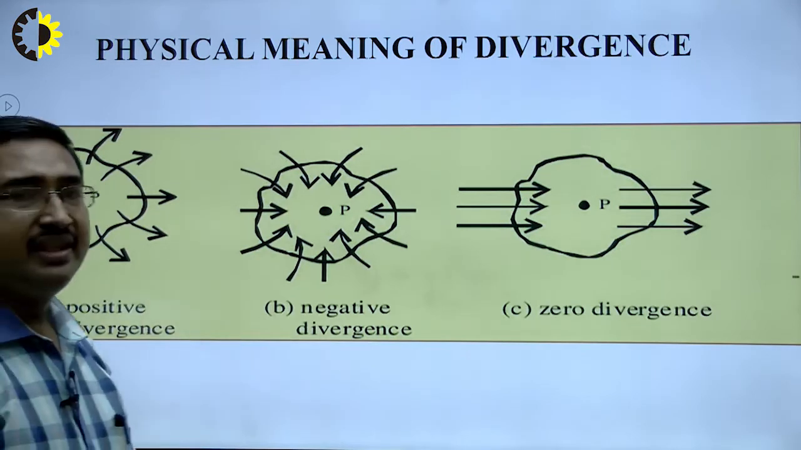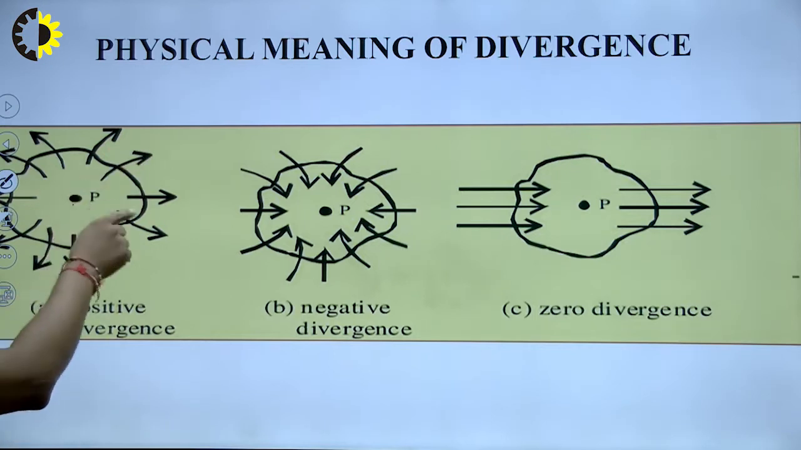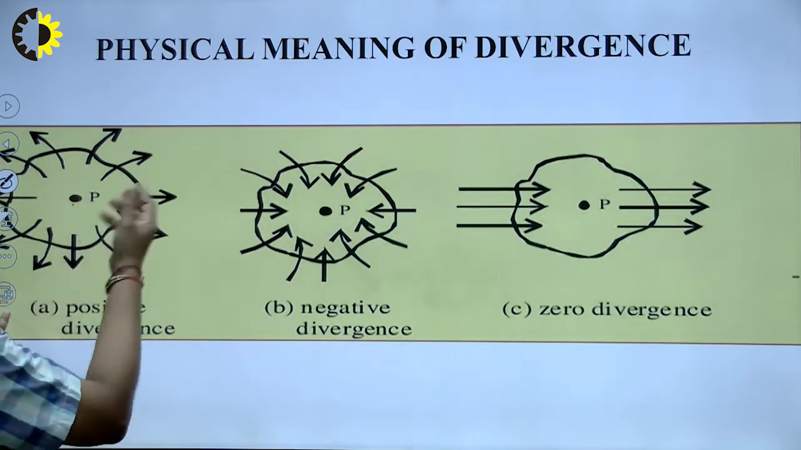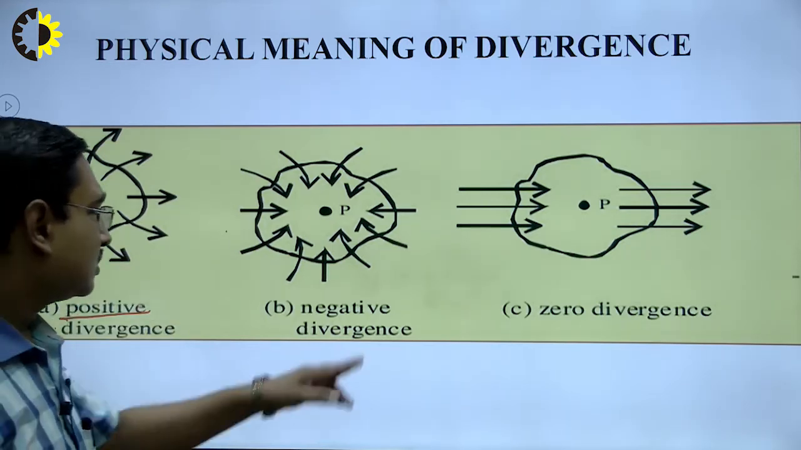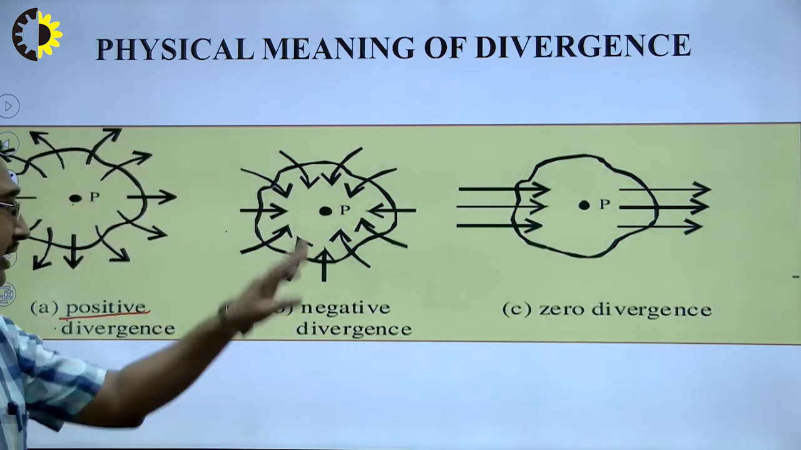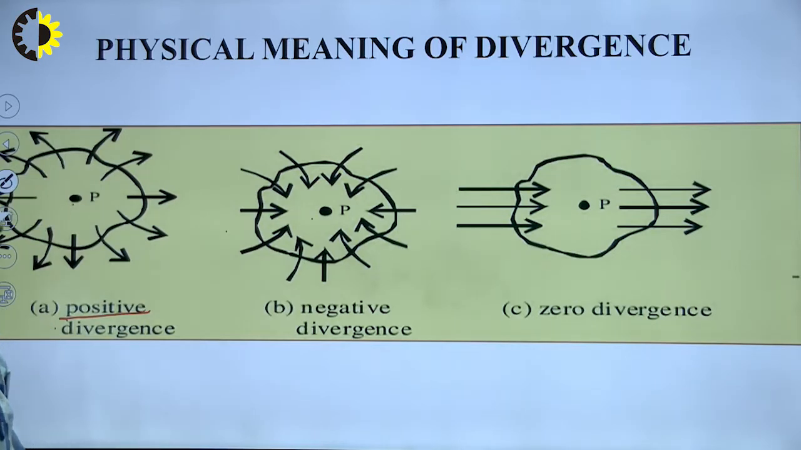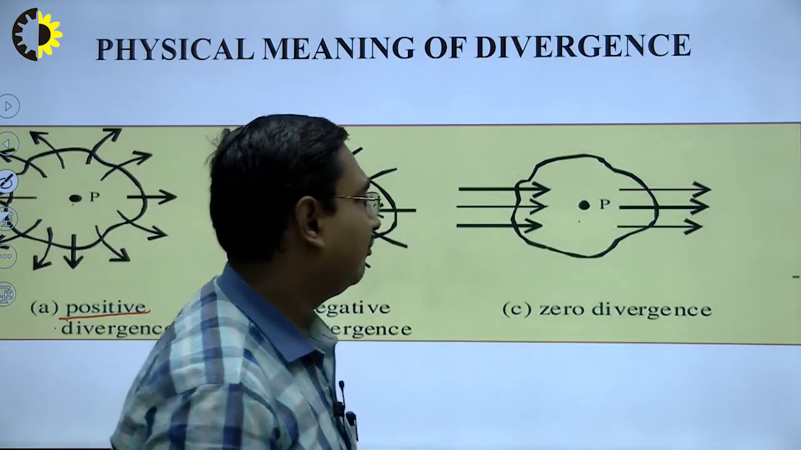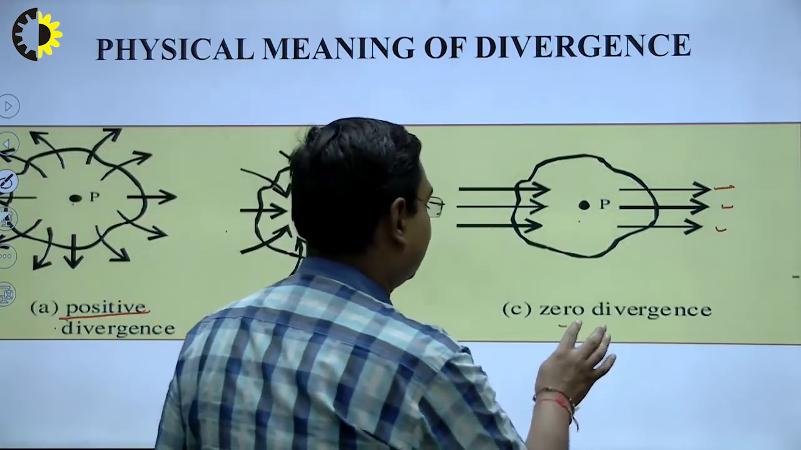We can understand with the help of figures also. In the first figure, there is a point P and arrows are pointing outwards from this point P, which means something is emerging from that point P, and therefore in this case divergence is positive. In the second figure, arrows are pointing towards point P, coming inwards, so something is converging to the point P, and in this case the divergence will be negative. In the third figure, the rate of inflow and the rate of outflow are both the same, and in this case the divergence is 0.